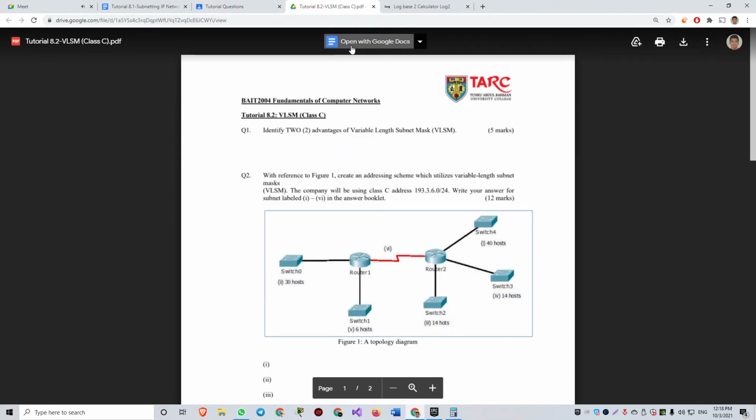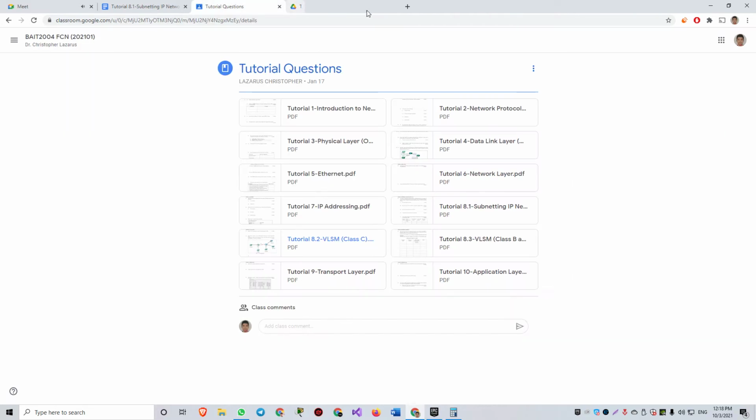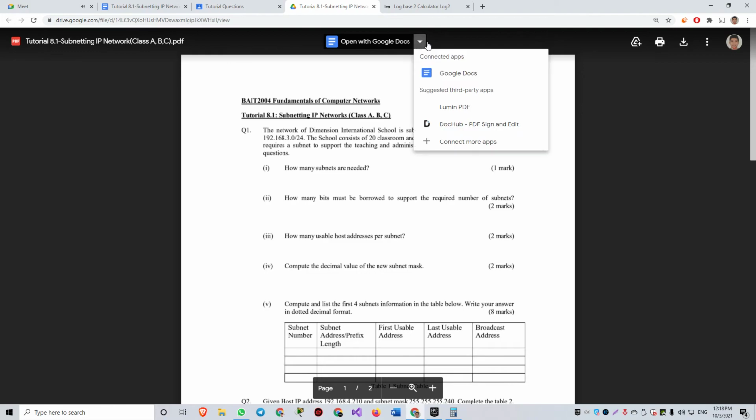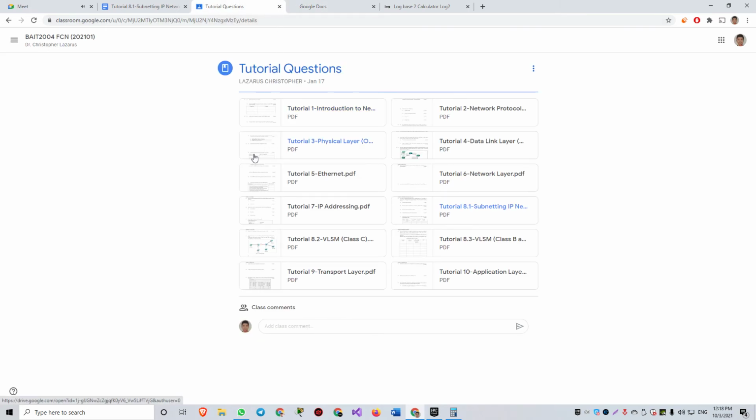Even though 2 to the power of 3 is 8, we get 8 host addresses. We minus 2, so we only have 6 usable host addresses that we can assign to a computer.